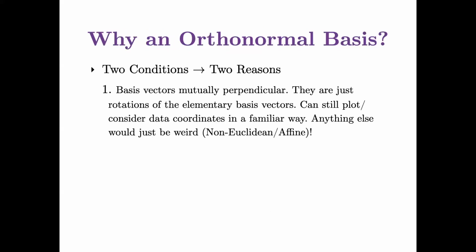Now, let's try to revisit this discussion of why we want an orthonormal basis. And there are two conditions, so I think about those conditions as being two reasons. The first condition is that the basis vectors are mutually perpendicular. So they're just rotations of the elementary basis vectors. This means we can plot and consider data coordinates in a familiar way. Anything else would just be weird, non-Euclidean or affine.